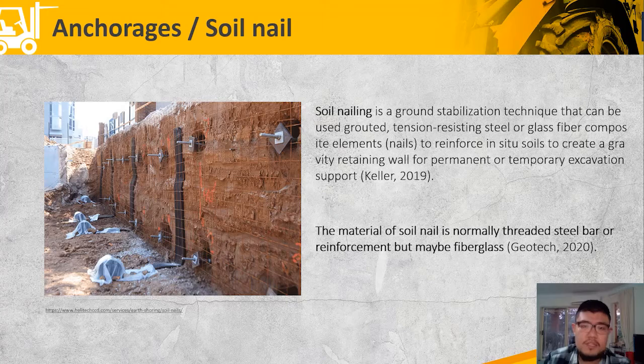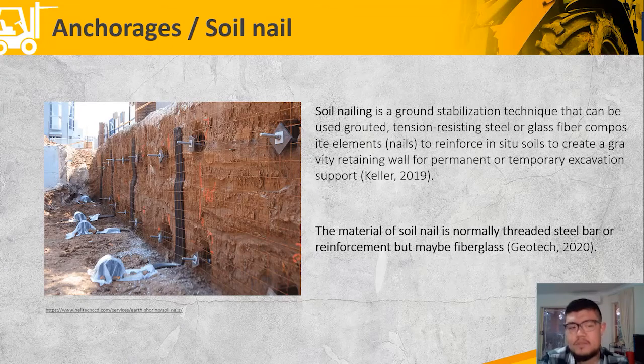And for the anchorage, the first type of anchorage is the soil nail. Soil nailing is a ground stabilization technique that can use grouted, tension-resisting steel or glass fiber composite elements to reinforce in-situ soil to create a gravity retaining wall for permanent or temporary excavation support. The material of the soil nail is normally threaded steel bar or reinforcement, but may sometimes be fiberglass.